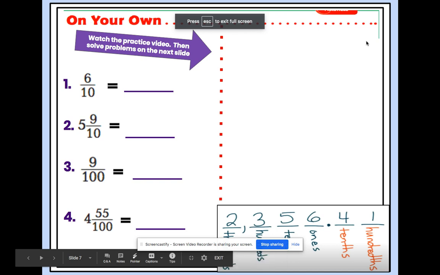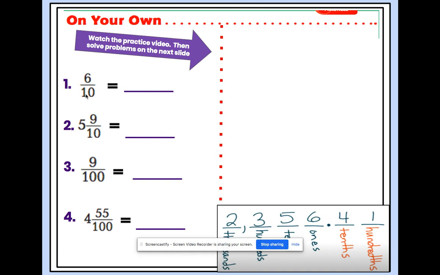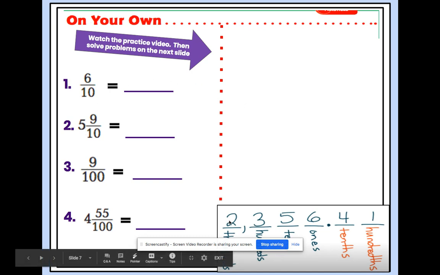Okay, so for our on your own problem, when you move on your own, you're going to have, on one side, a fraction and you're going to have to convert that into a decimal. And then on your right side, you're going to have the decimal and you're going to convert it back into the fraction. So on this slide, you can go back and refer to your place value.